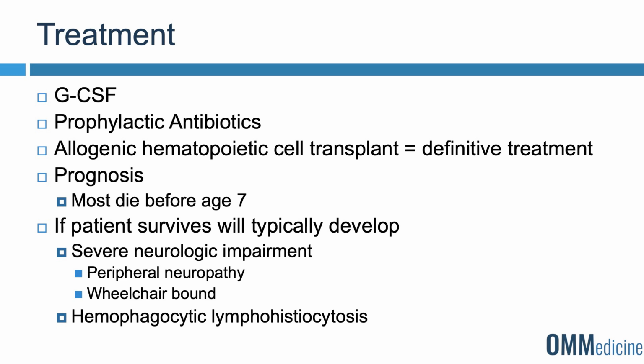And unfortunately, as we already discussed, despite all of the best treatments, most of these patients are going to have a poor prognosis with death before age 7. Now, if they are able to survive longer than that, they are going to be plagued with many complications. Two of the most common ones are going to be neurologic deficits, so they will have peripheral neuropathy, and many of them are going to be wheelchair bound because they cannot walk due to this debilitating neuropathy of the lower extremities.